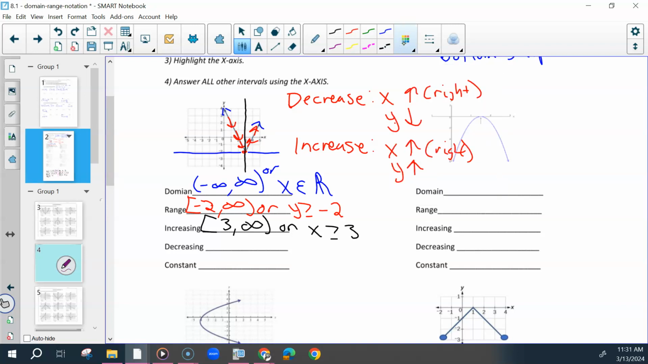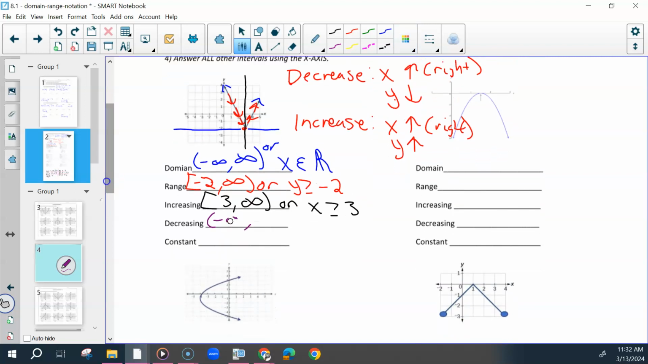Okay. So this arrow means it just keeps going out. But we're focused on the red arrows. This stops at 3, but where does this start? Negative infinity. We said it stops at 3, again bracket, and then basically this would be the opposite. X is less than or equal to 3.